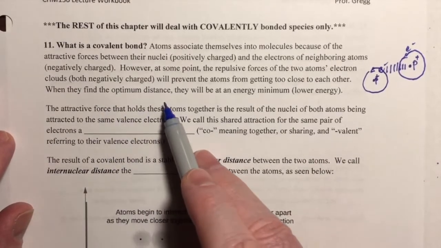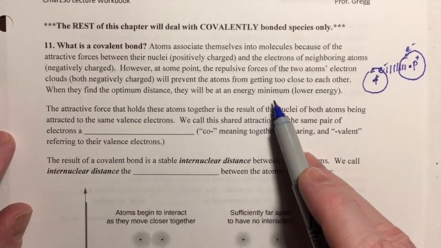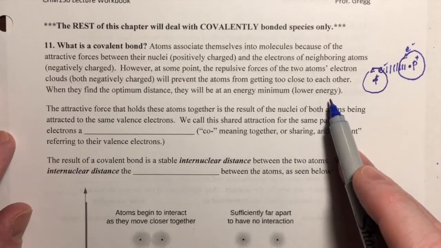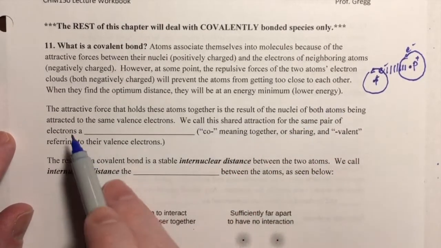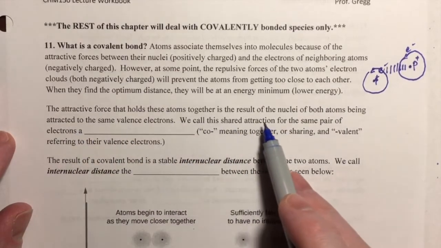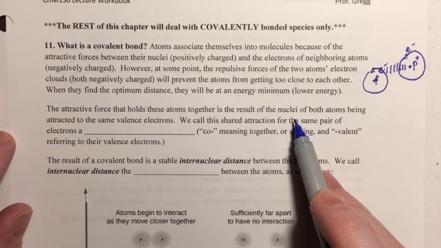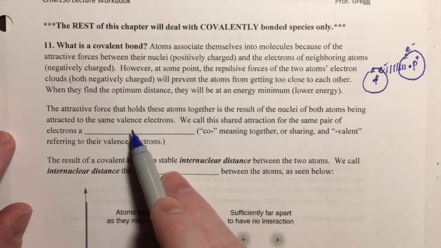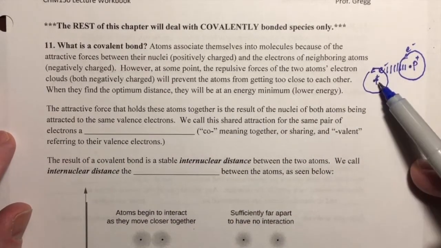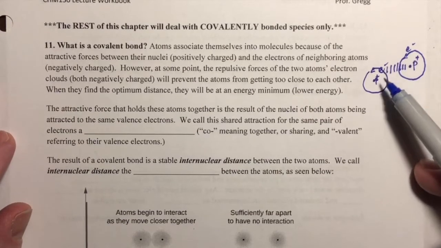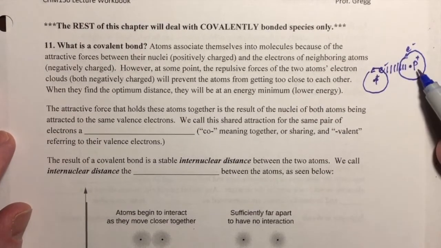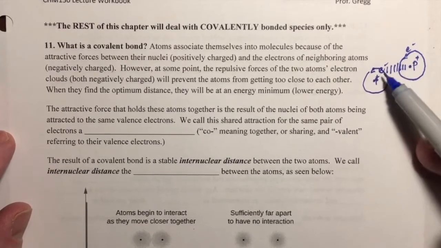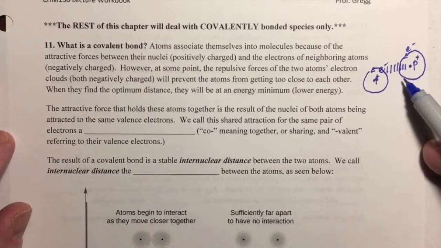When they find the optimum distance, they will be at an energy minimum, a lower energy, that is their most stable distance apart. So the attractive force that holds these atoms together is the result of the nuclei, that's the plural of nucleus, the two nuclei of both atoms being attracted to the same valence electrons. This nucleus is attracted to its own electrons and it's attracted to its neighbor's electrons. So these nuclei are attracted to the same electrons, and that's what holds them in close proximity.